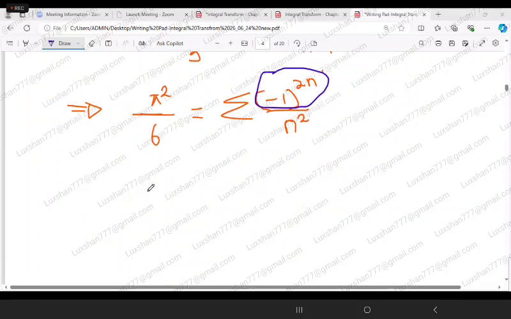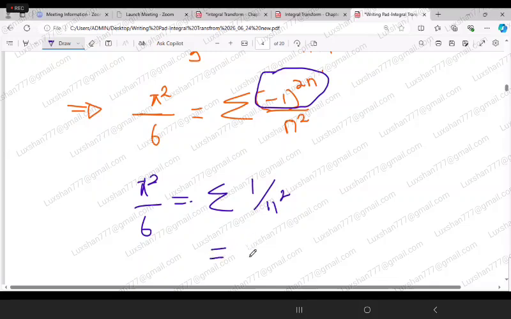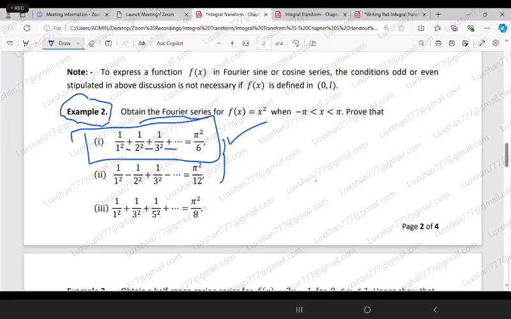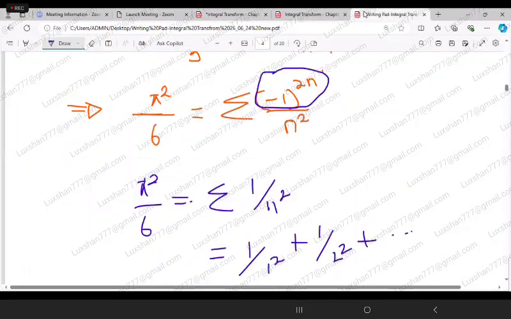So we are getting pi squared by 6 is equal to summation 1 over n squared. That is 1 over 1 squared plus 1 over 2 squared, and so on. So that is what we are having here, pi squared by 6. Do you understand, students? Hello? Do you understand this?